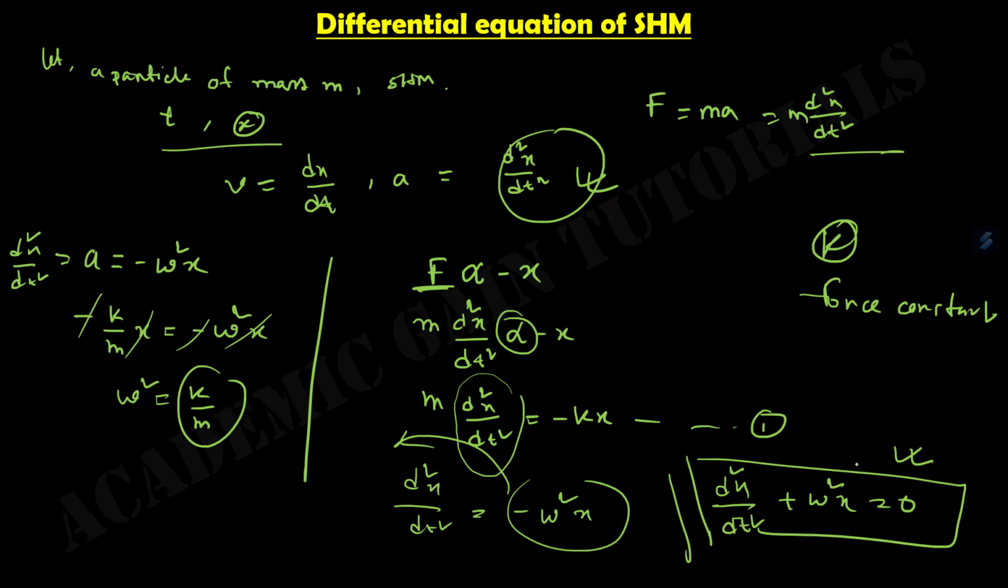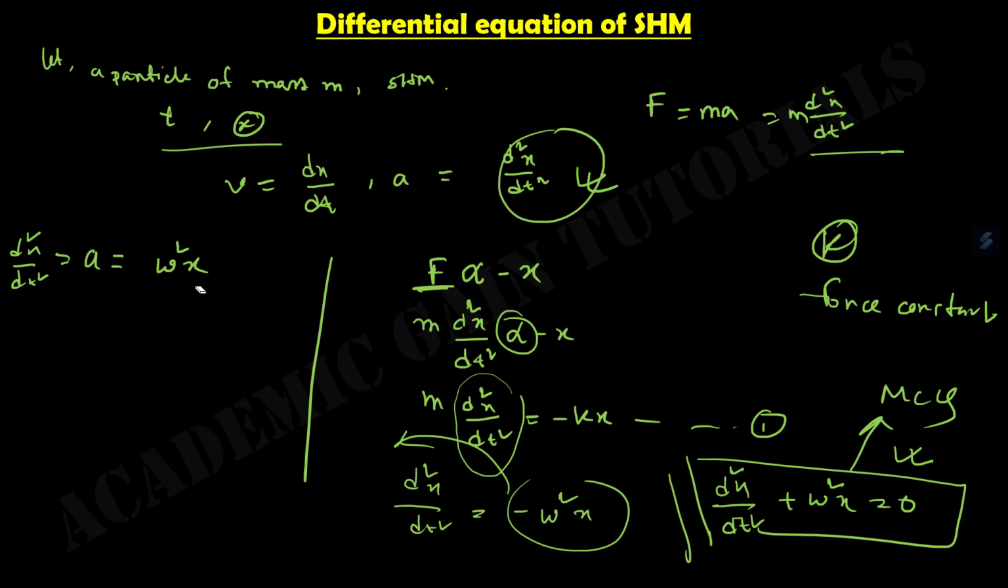This equation is sometimes very important for some small questions like MCQ questions. Let us take an example of such an MCQ question. Suppose in our question, the differential equation of a particle is given as d square x by dt square plus 9x equals 0. Now I have to find out the angular velocity, or angular frequency, of this.